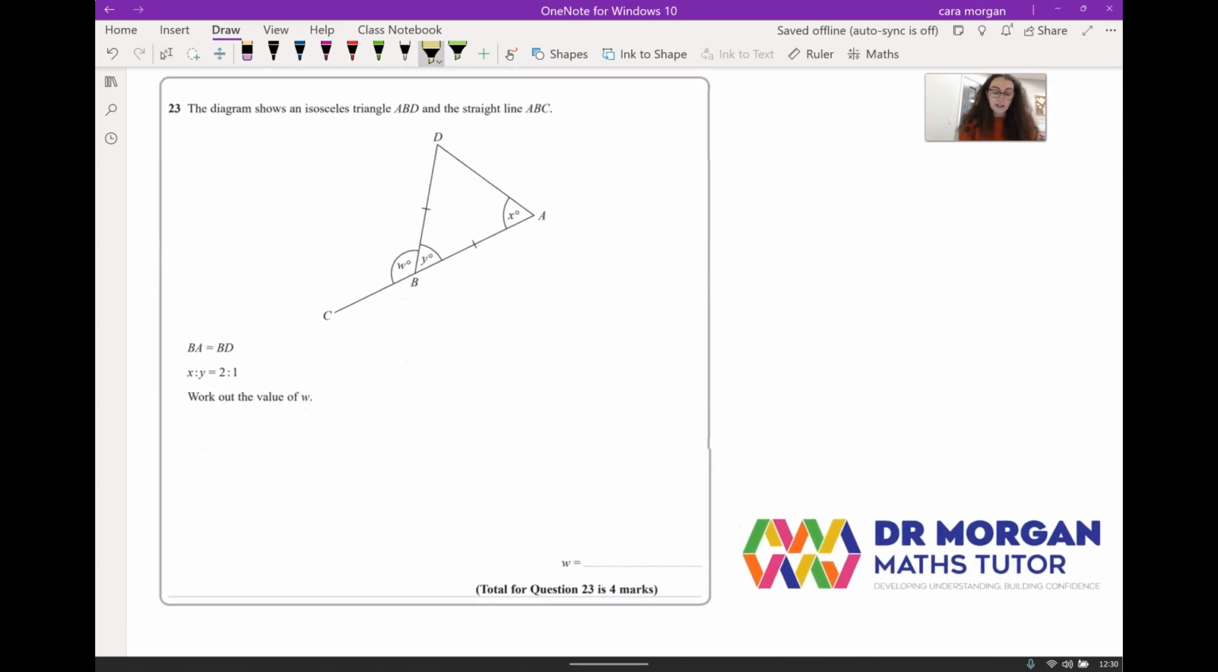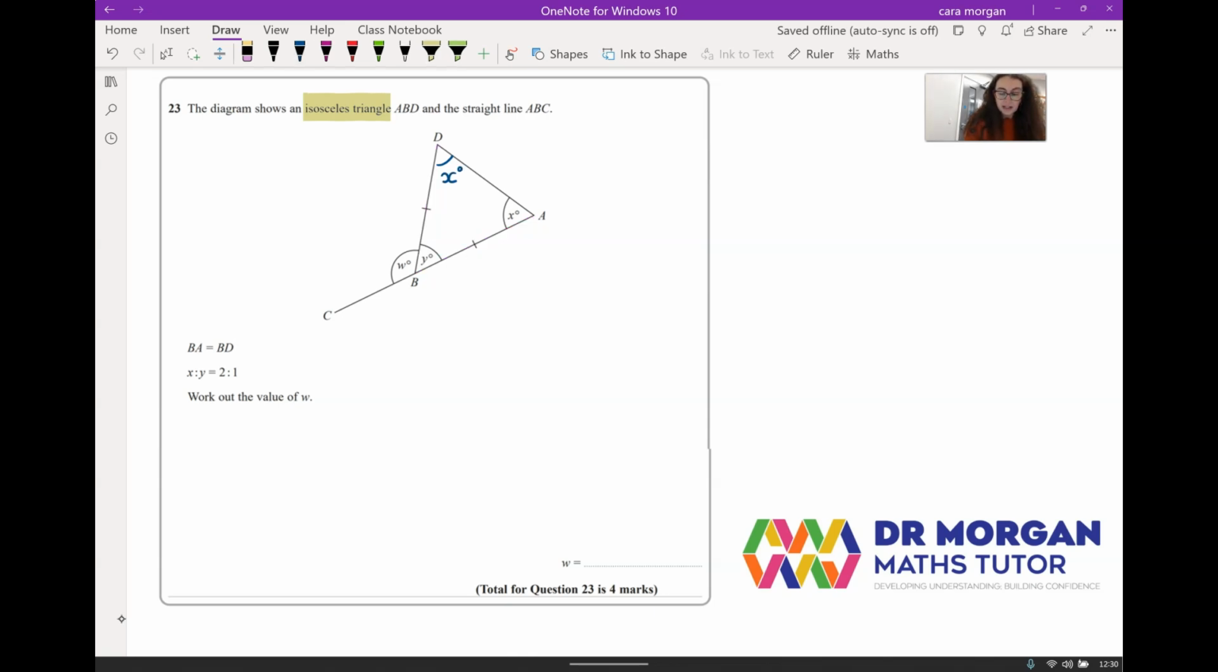I'm just going to read the instructions first of all. It says the diagram shows an isosceles triangle ABD and the straight line ABC. Immediately I'm drawn to the fact that this is an isosceles triangle, and for an isosceles triangle, when I know that the two sides here are equal, I know that the two inside angles, the two base angles, must be equal as well.